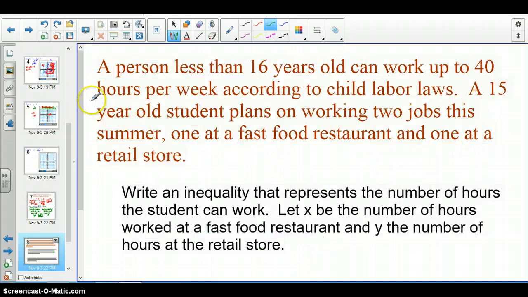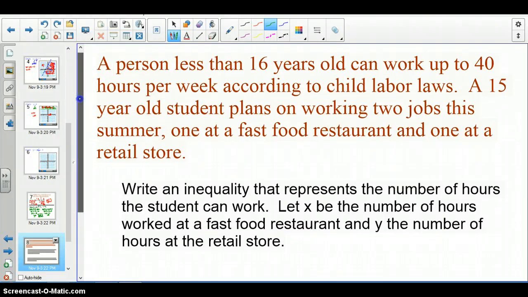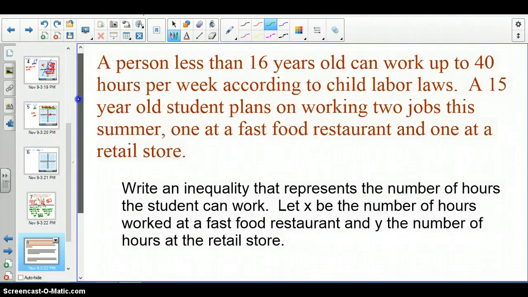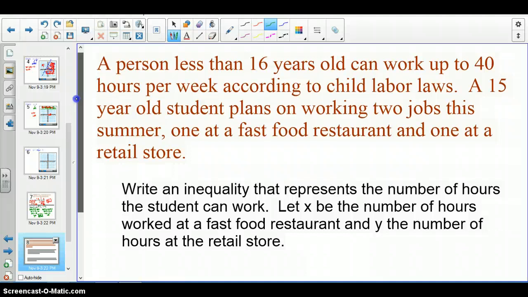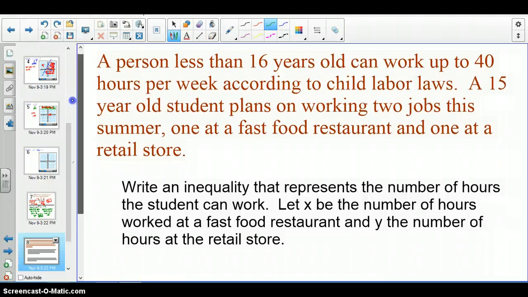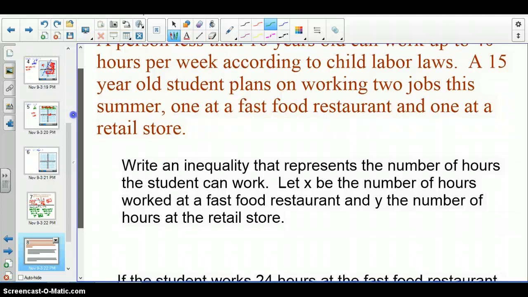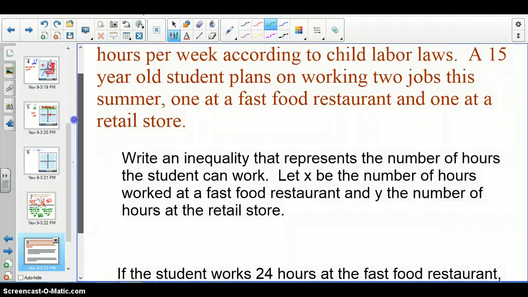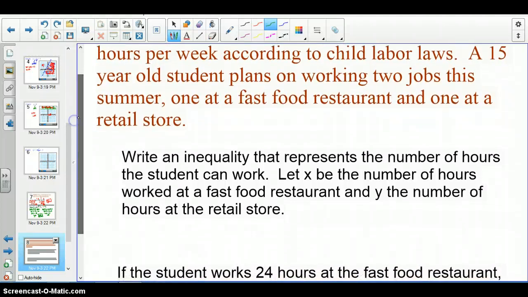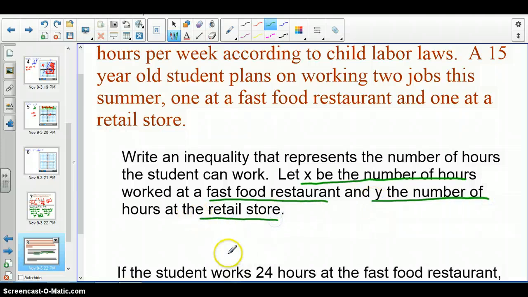Now, a story problem. A person less than 16 years old can work up to 40 hours per week according to child labor laws. A 15-year-old student plans on working 2 jobs this summer, one at a fast food restaurant and one at a retail store. Write an inequality that represents the number of hours the student can work. Let X be the number of hours at the fast food restaurant and Y be the number of hours at the retail store.